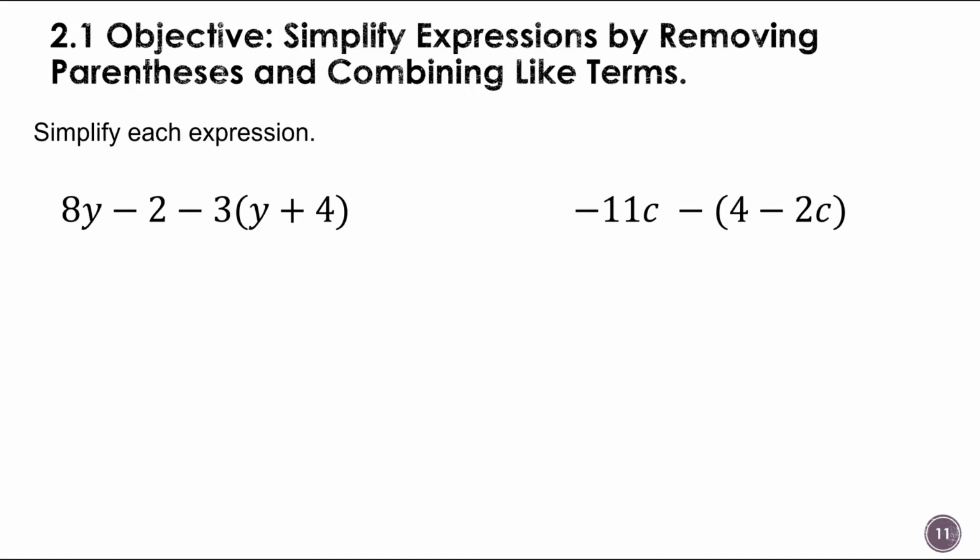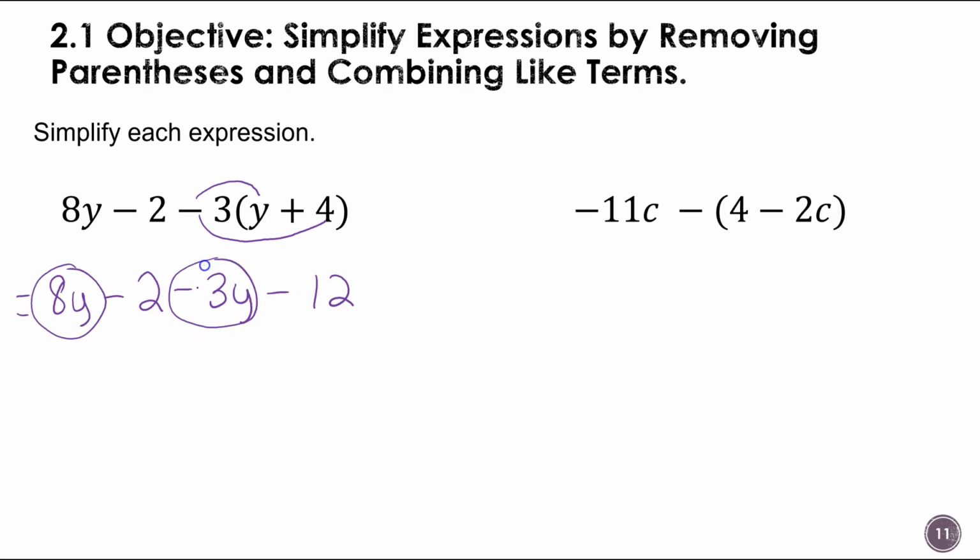Okay, so on this one I just start writing it as it is, 8y minus 2. Now this is a negative 3 times y and times 4. So negative 3y minus 12. So we have an 8y and a negative 3y to combine, because those are like terms. We have negative 2 and negative 12, and that is negative 14.